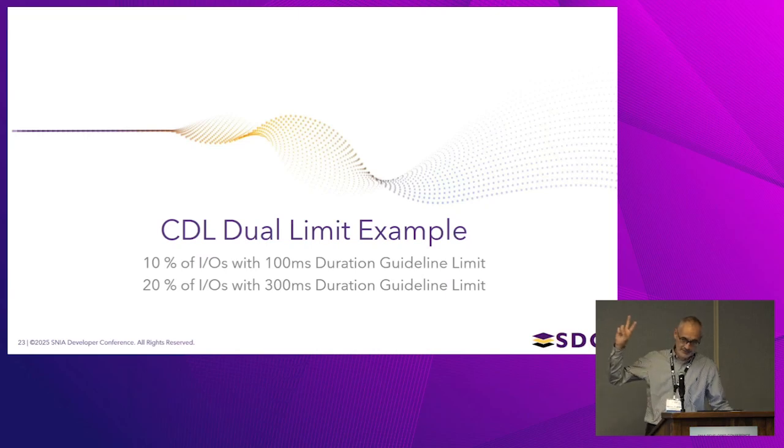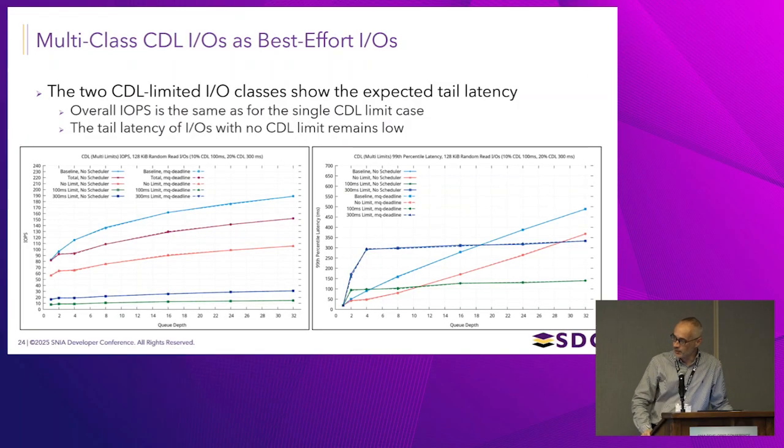Another example, where this time we have two classes of IOs, seeing 10% with a 100 millisecond limit, 20% with a 300 millisecond limit. And again, we make the target. Same pattern as before, you trade some IOPs from the baseline for that tail latency control. And again, if you look at the 99th percentile tail latency here, we see our two classes, 100 millisecond, 200 millisecond being there.